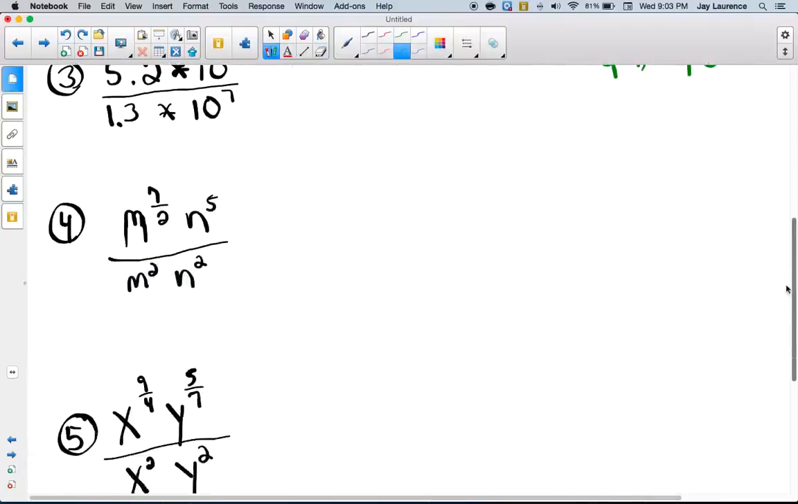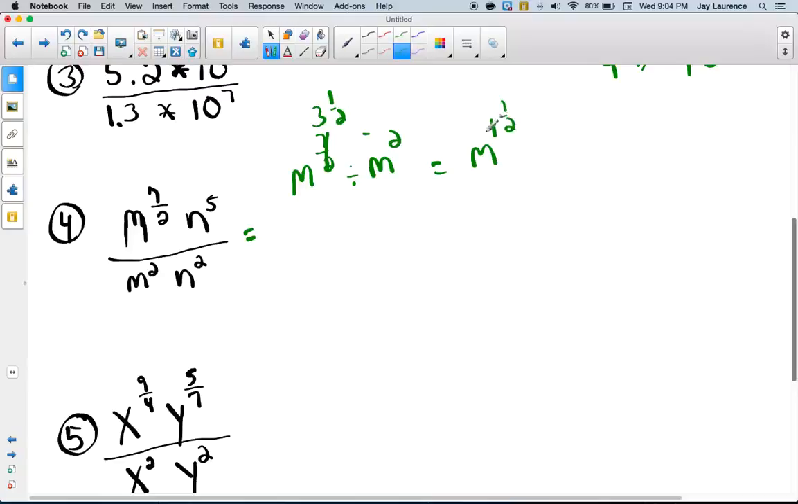Okay. All right. Now, maybe numbers 4 and 5 are giving some of you trouble because you don't like the fractions. Well, let's see what we can do with this. We've got division here, so we're going to subtract exponents, right? So I'm going to have m to the 7 halves divided by m squared. 7 halves is the same as 3 1/2. And 3 1/2 minus 2 is going to give me m to the 1 1/2.